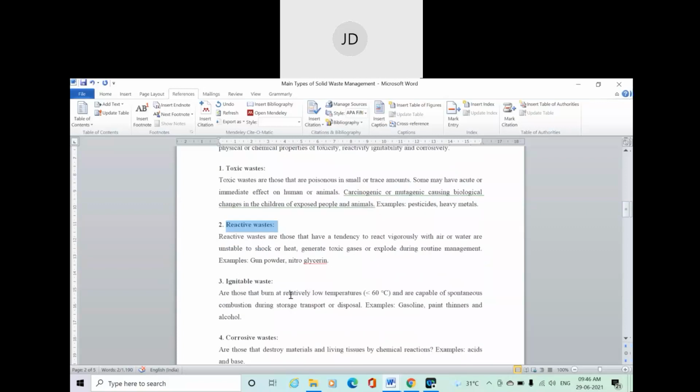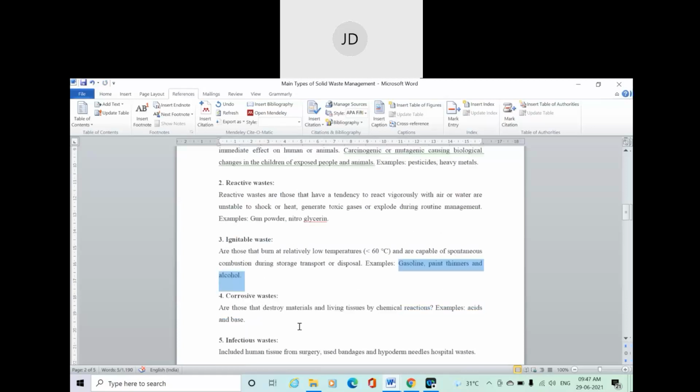Ignitable waste means waste that can catch fire basically. These are wastes that burn at relatively low temperature. That means even at temperatures less than 60 degrees Celsius, they can burn. They are capable of spontaneous combustion during storage, transport, or disposal, like gasoline, paint thinner, alcohol, all these things. They are considered ignitable waste basically.